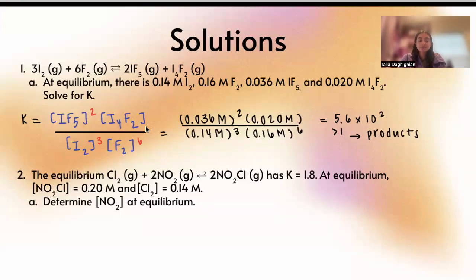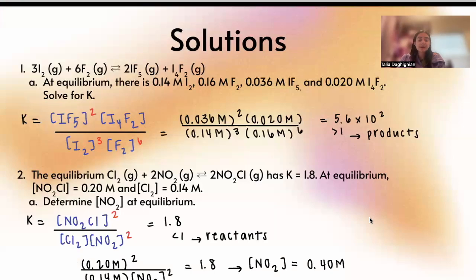Okay, the second question: Cl2 plus 2NO2 is in equilibrium with 2NO2Cl and has a K of 1.8. So this time we have our K, and I told you you're going to be asked to find the concentration of a specific chemical, which is NO2, and you're given the concentrations of NO2Cl and Cl2. So same thing, I'm going to set up my K expression. This time NO2Cl is on the numerator with the power of 2 because of the coefficient, and then on the denominator we have Cl2 and NO2, and that equals 1.8.